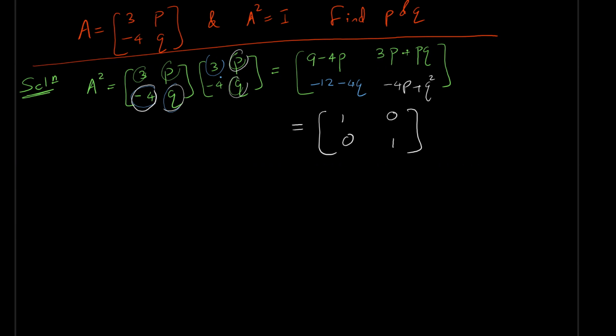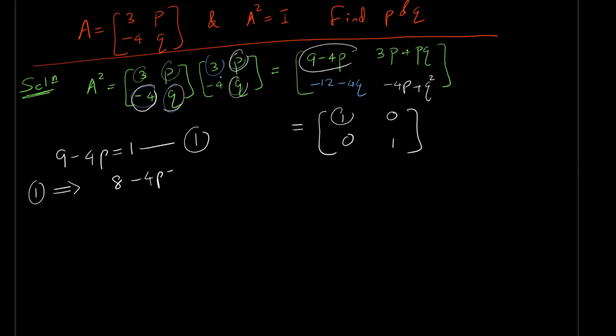Now we have 4 equations. This guy must be 1, so 9 minus 4p equals 1. So let me call it equation 1. Actually from 1 I can straightforward solve for p, right? When I subtract 1 I get 8, minus 4p equals 0, and 4p equals 8, and p equals 2. So we already found p.